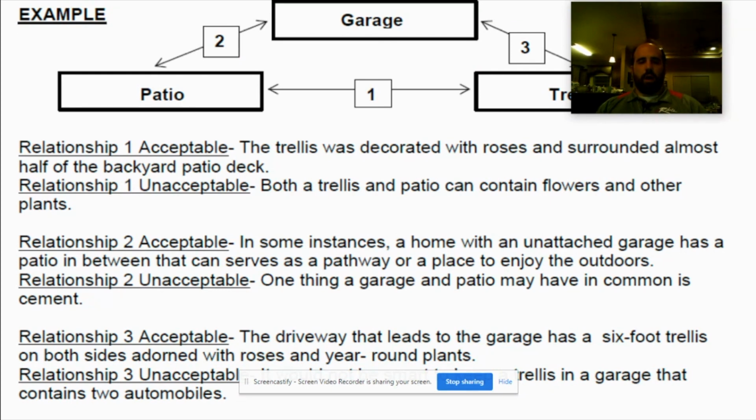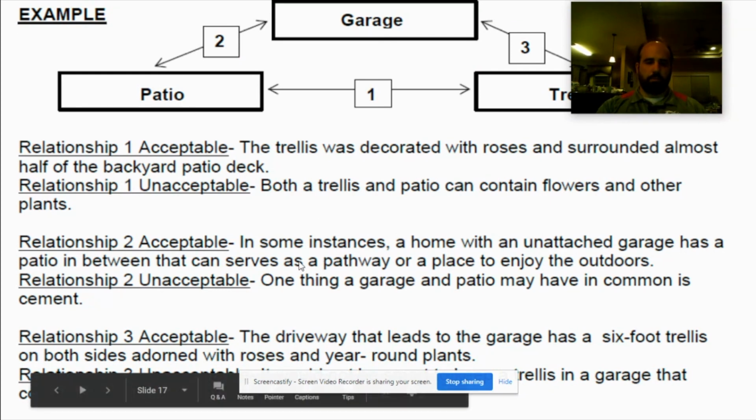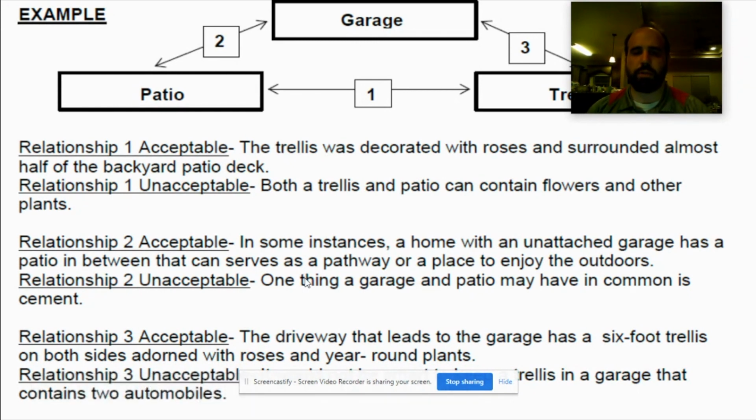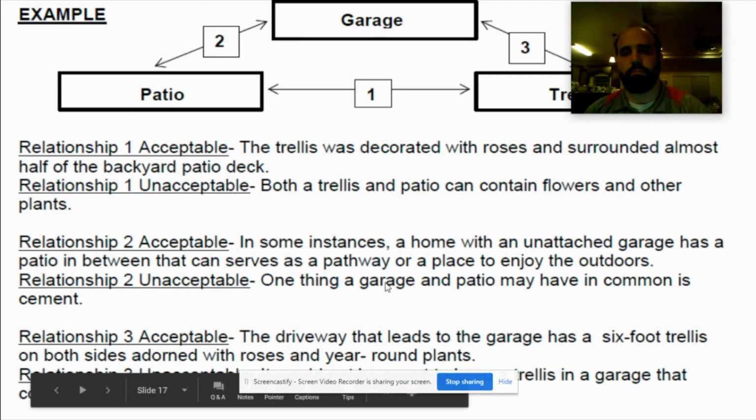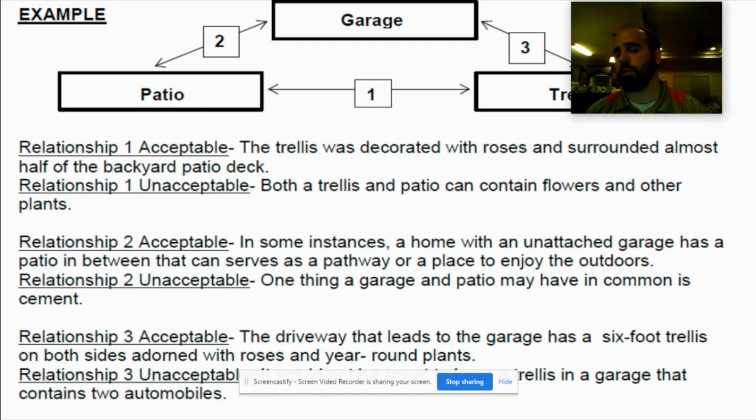Okay, so I want to look at this one. I like this one right here, the relationship to here, acceptable. In some instances, a home with an unattached garage has a patio in between that can serve as a pathway or a place to enjoy the outdoors. One thing a garage and patio may have in common is cement. I mean, that's very basic. That's not a lot of depth. We're not really seeing the true relationship here. This one is the expectation.